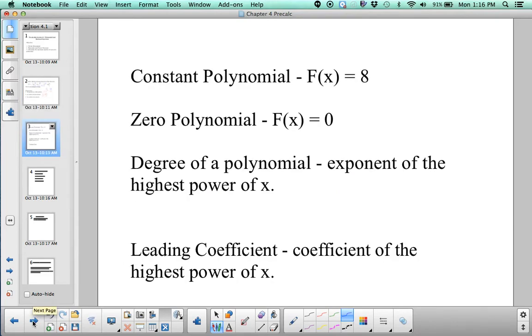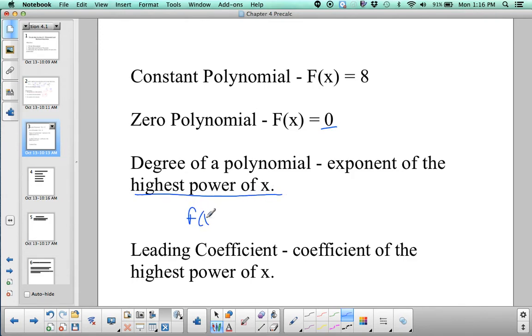So now we're going to talk about the different types of polynomials, the first being a constant polynomial. An example would be f of x equal to 8 or any other constant. It could be a fraction as well, so you could have f of x equal to 1/2. You have the zero polynomial, which is just when that constant value is equal to 0. And then the degree of a polynomial is determined by the exponent of the highest power of x. So order doesn't matter here at all.